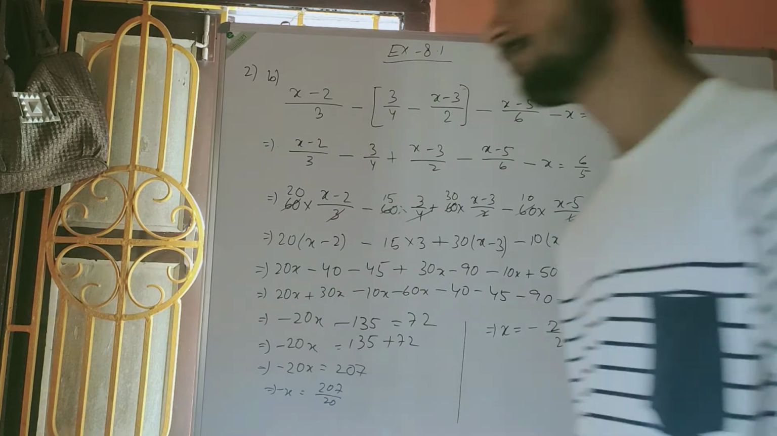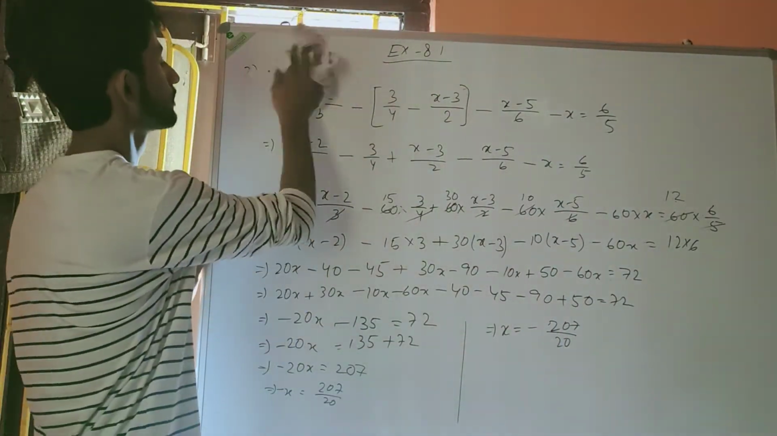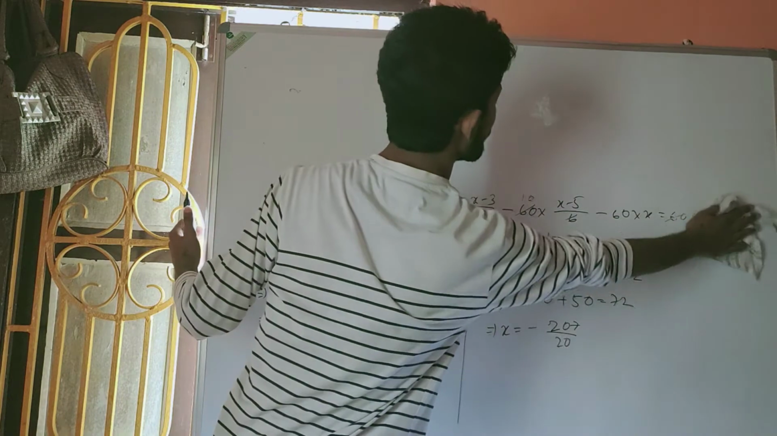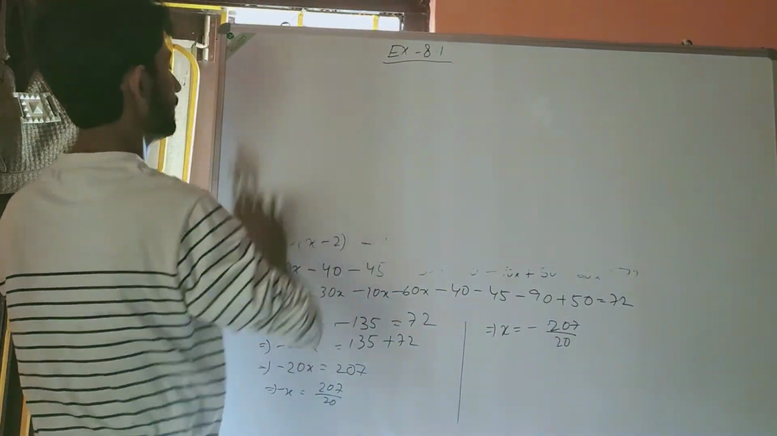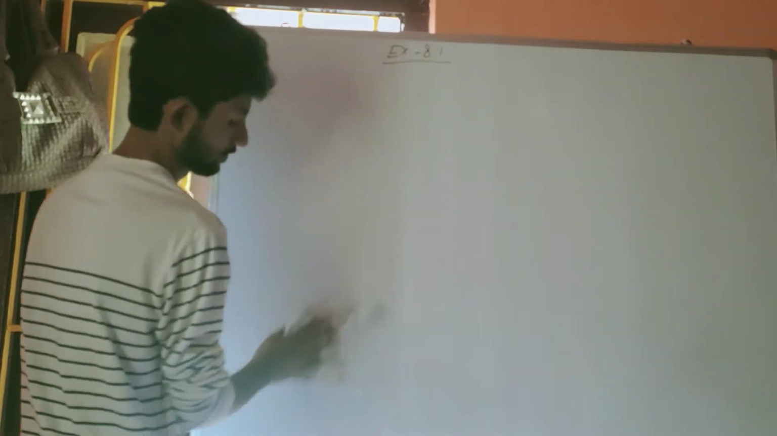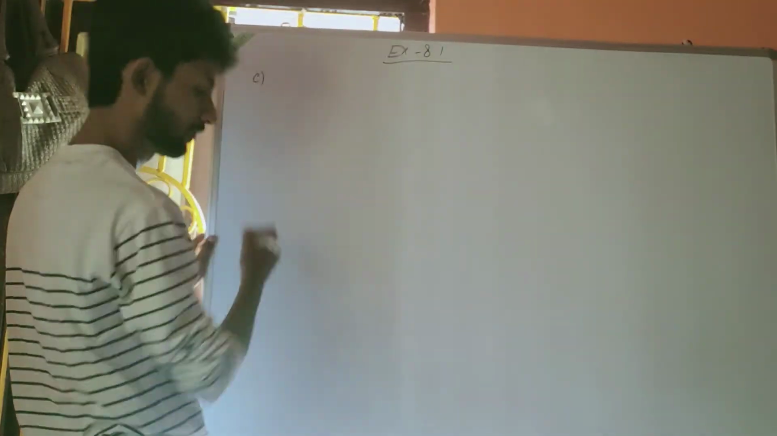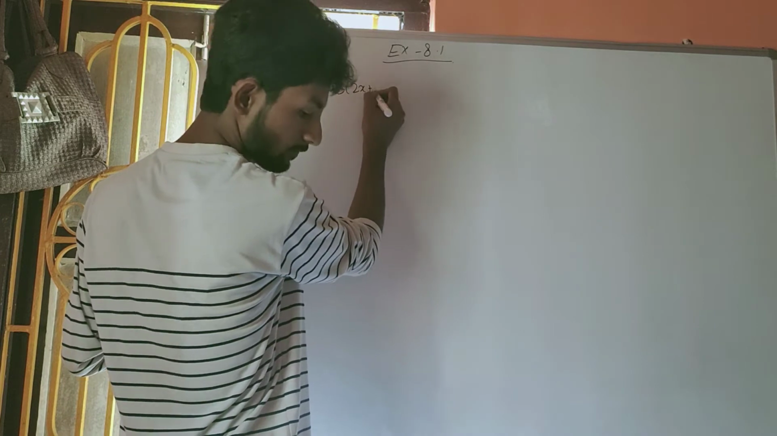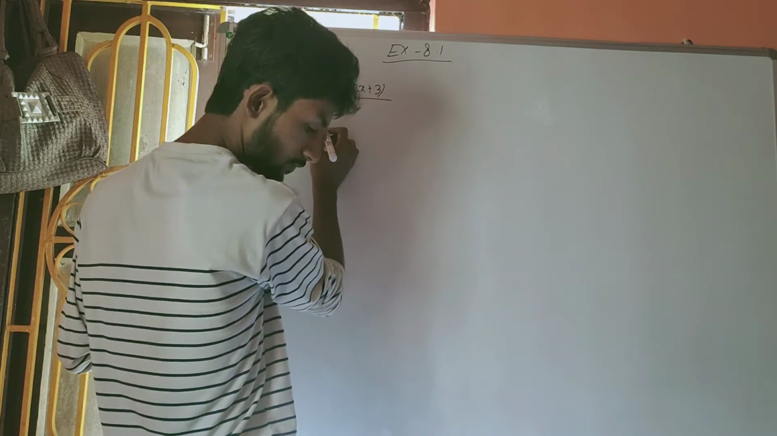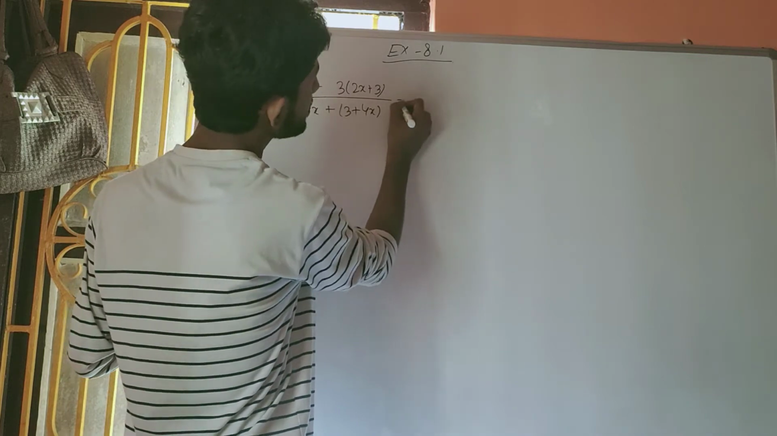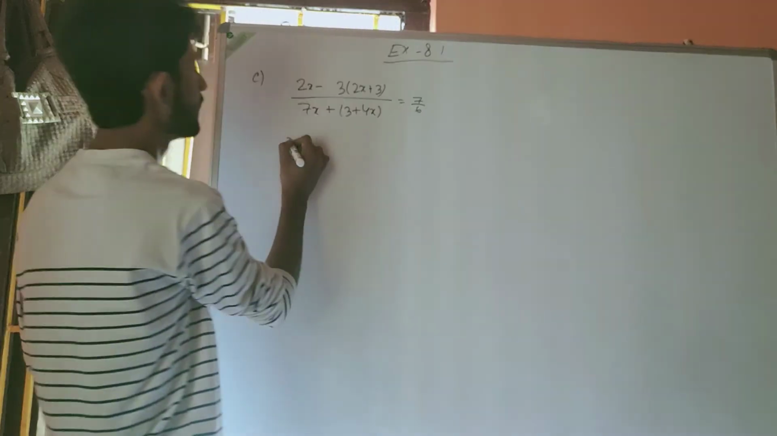Now, next question. The next question is (2x − 3)(2x + 3) divided by (7x + 3) + 4x, which is equal to 7 by 6. Now first we have to just find out what is here.